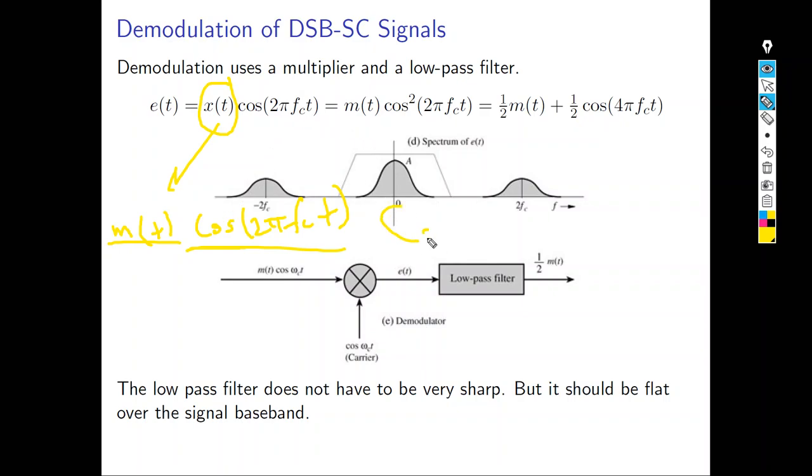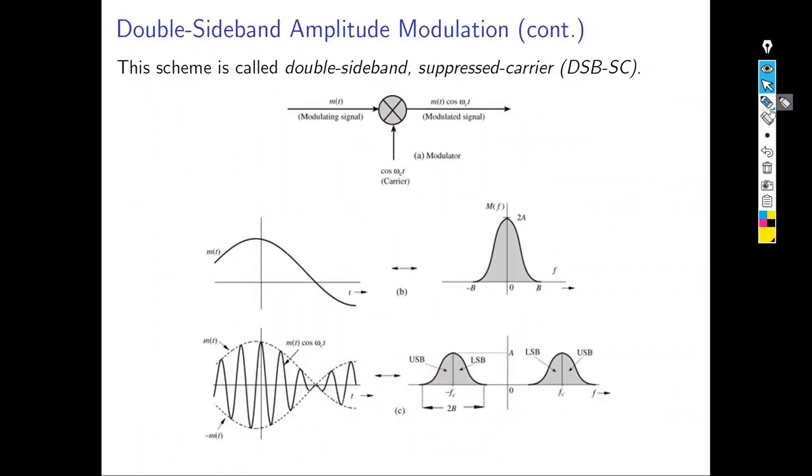When you multiply by the carrier, cosine 2 pi fc t again, what do you get? You get cosine squared, which from math can be converted to a summation form. So the output will be half m of t plus half m of t multiplied by cosine 4 pi fc t. What does this mean? Look here, this is your modulated signal. When you demodulate this, what do you get? Let me show you here.